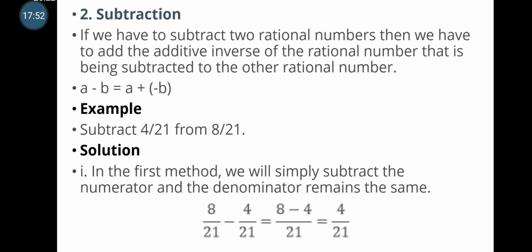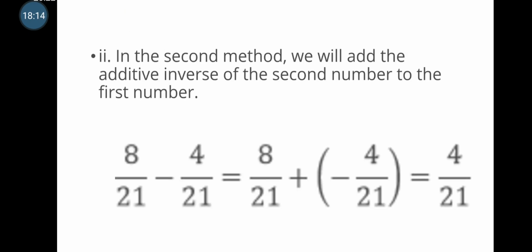Subtract 4 by 21 from 8 by 21. In the first method, we will simply subtract the numerators and the denominator remains the same. So 8 by 21 minus 4 by 21. Both have 21 in the denominator, so take it as common, and in the numerator 8 minus 4 is 4. So 4 by 21 will be your answer.